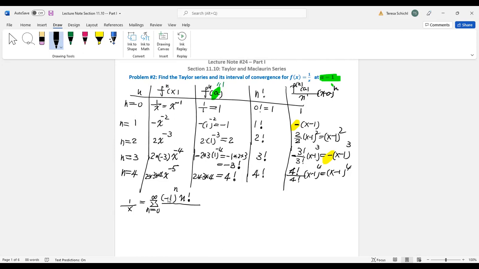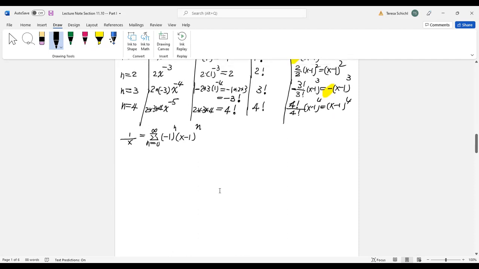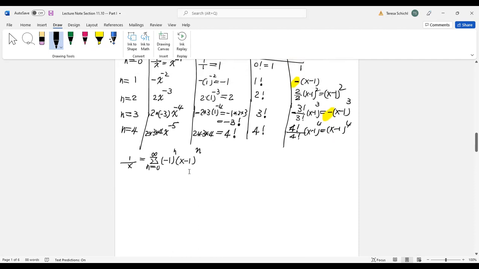And then the bottom here is also n factorial, so that's why you cancel. Because you already see the pattern, you don't need to write this. You cancel each one out, right? So you will say here, this is (-1)^n. And what is this one here? It would be (x - 1) to the nth power, right? So that is the Taylor series expansion for that.